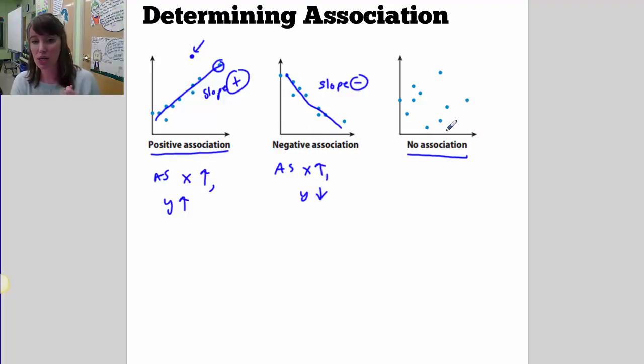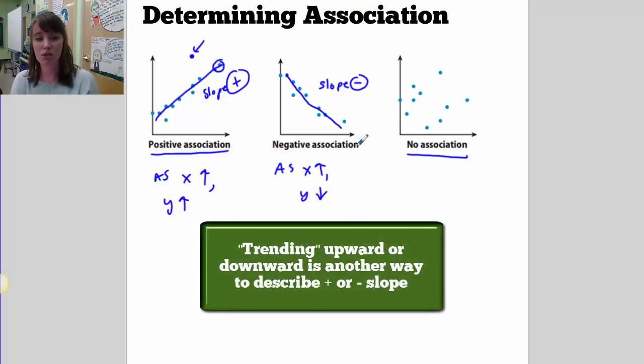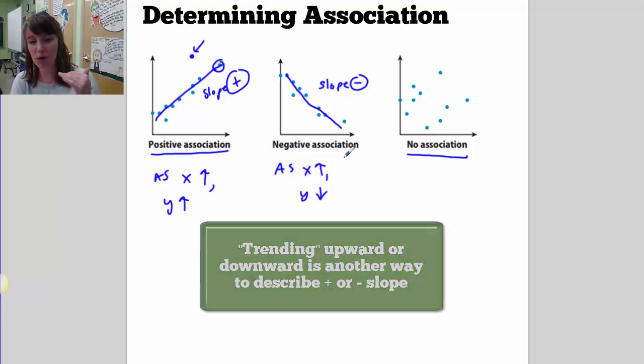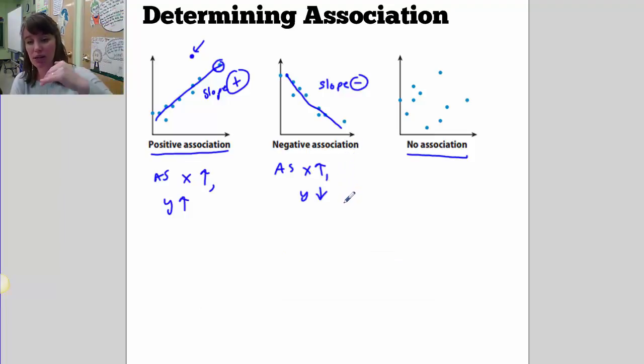But if you had no association, what that would mean is that the x and y variables have no relationship with each other. Sometimes as x goes up, y goes up, and at other times as x goes up, y goes down. So we would say that there's no association here. We can also say that with positive association, sometimes the vocabulary that you hear is that it's trending upward, whereas with negative association, we sometimes say that it's trending downward, like the trend or the relationship is that the line is going down. Okay, and that's the end of the lesson for today.